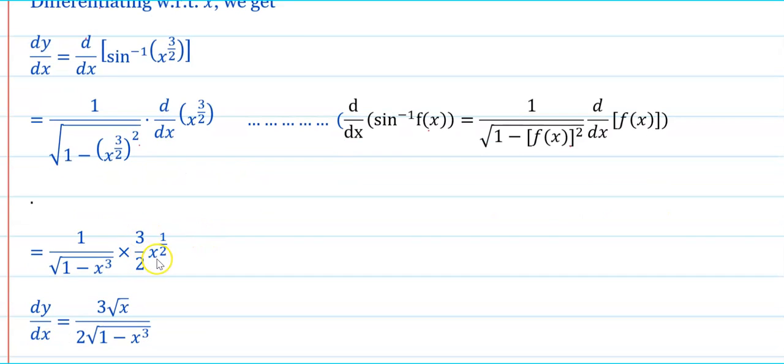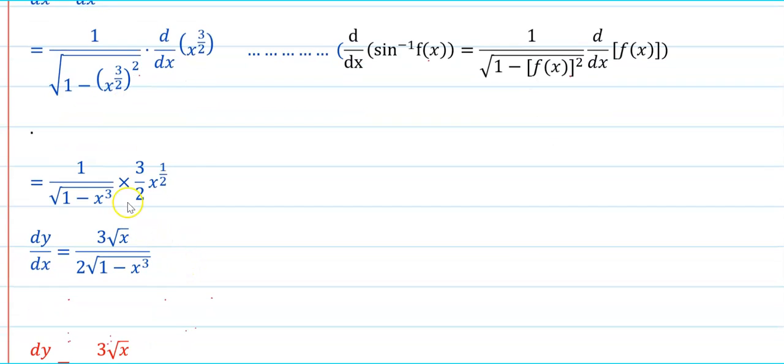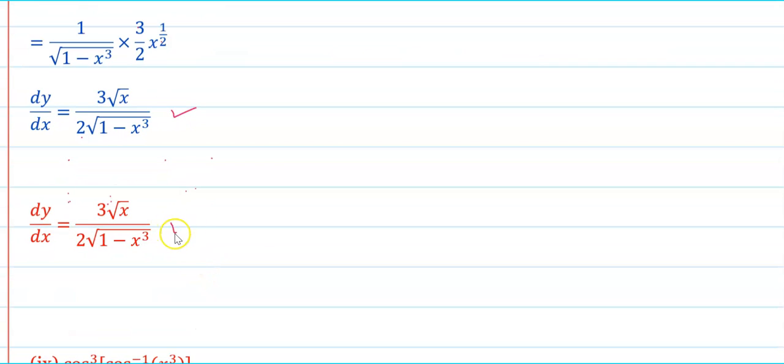x raised to 3 by 2 is the function, and its derivative is 3 by 2 into x raised to 1 upon 2. Now the normal simplification here: 3 x raised to 1 upon 2 means what? 3 root x upon 2 in root of 1 minus x cube. Okay. This x raised to 3 by 2, squared, means what? This 2 will get cancelled. You will get x cube there. Okay, and this is the answer, dy by dx.